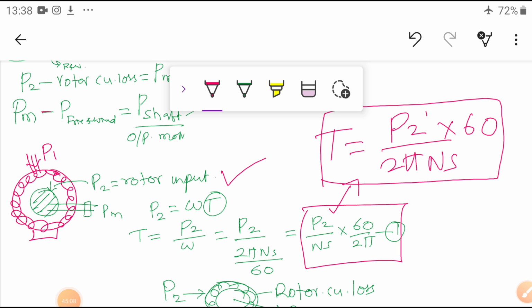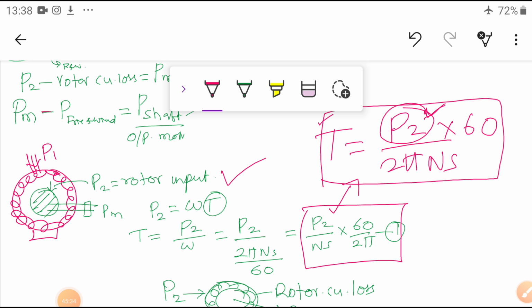So I want the P2 in terms of copper losses, in terms of current. Torque is the mechanical output, and P2 is the electrical. So I want the torque also in terms of electrical quantities. For that purpose I have written P2. What is P2? That is the rotor input value.